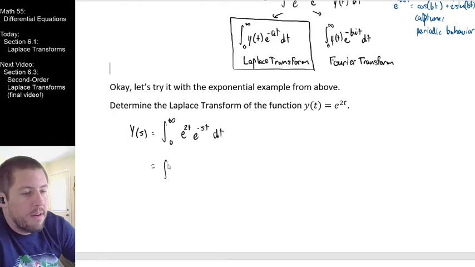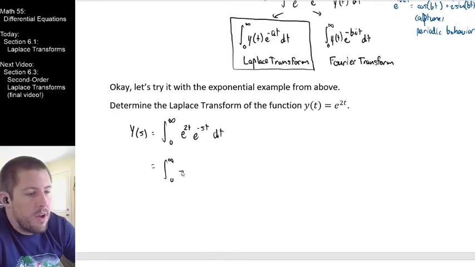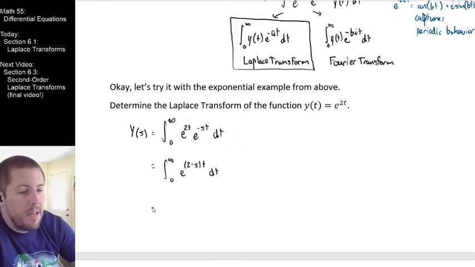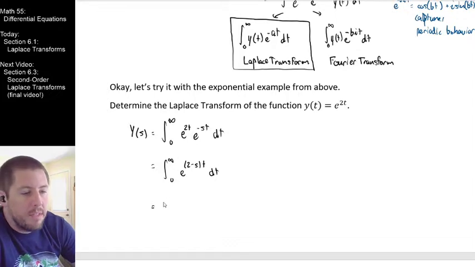Well, if I'm going to go ahead and evaluate this integral, the very first thing I notice is these are both exponentials with a base of e with a t up in the power. So it really looks like this is just the integral of e to the (2 minus s)t dt. And when I go ahead and try and evaluate that, I know that I've got this bounded infinity right there.